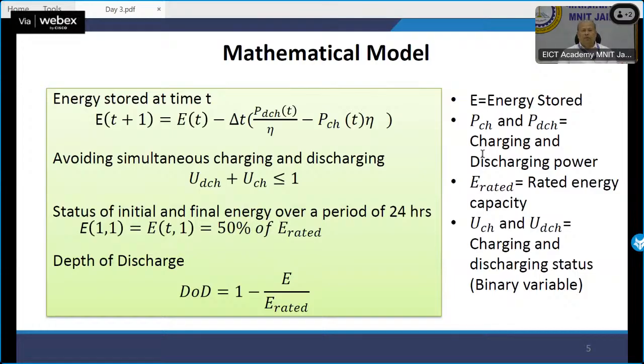I'm going a little slow to make sure that you all understand. All right. And then one more interesting fundamental of any battery operation. This is helpful not only for power system engineers, but also for power electronics engineers, because these are the states anyone has to forcefully accommodate in their algorithms. Now, the status of initial and final energy over a period of 24 hours.